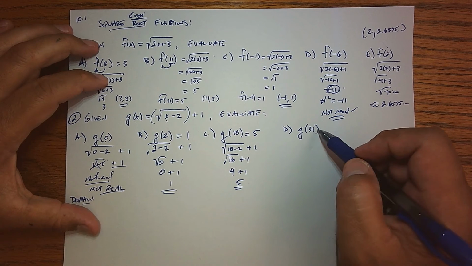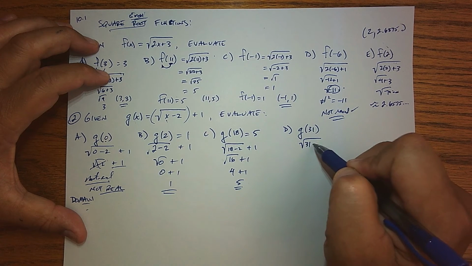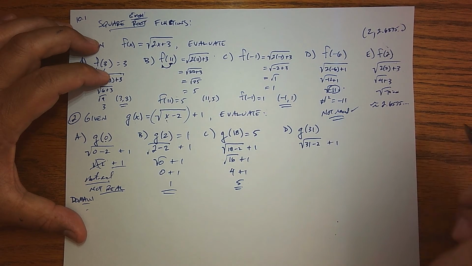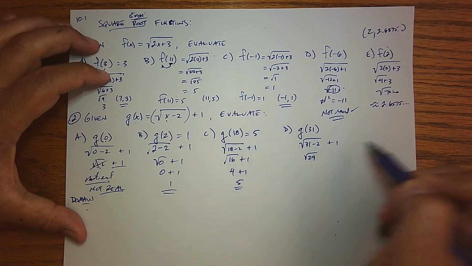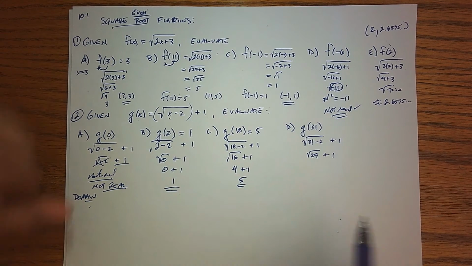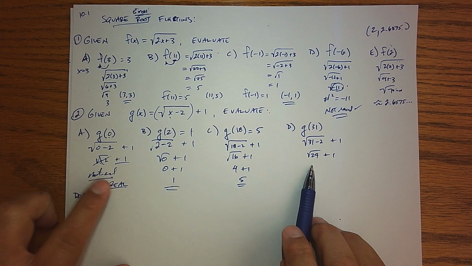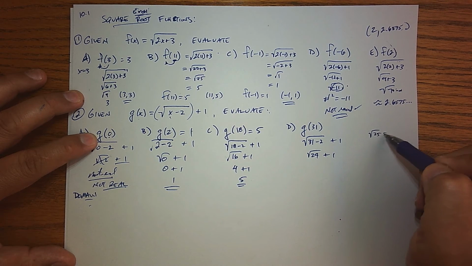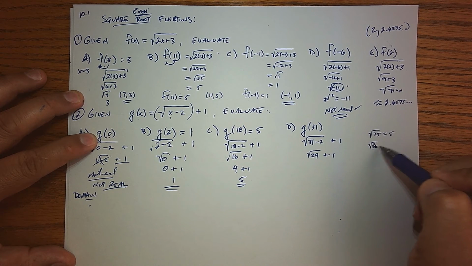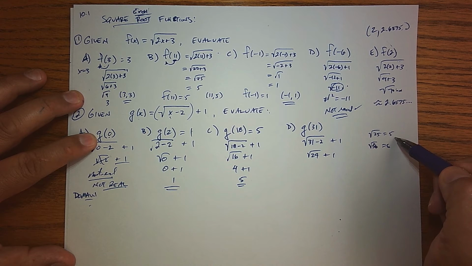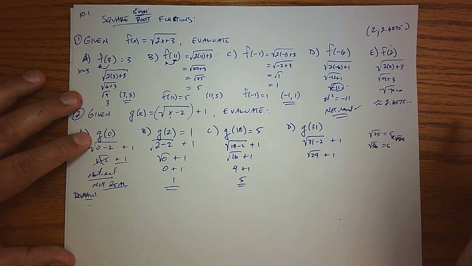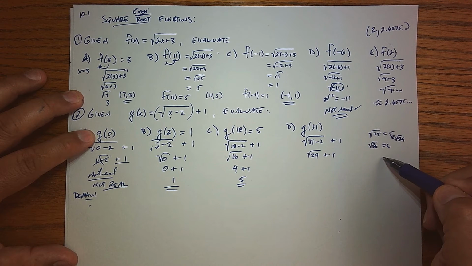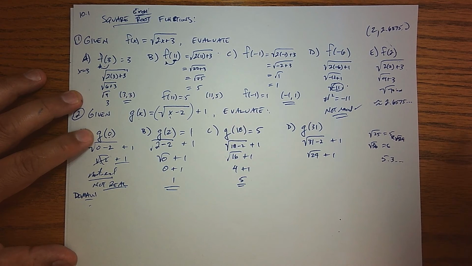All right. G of 31, well, we're going to go to our function, put a 31 in there, and then subtract the 2. That gives us the square root of 29 plus 1. All right, and be careful, this isn't like the first one. The square root of 29 actually does, in fact, exist. It's just not nice. Using what I know, the square root of 25 is 5, and the square root of 36 is 6. So the square root of 29 is going to fall in between these guys, and probably closer to the 5 since 29 is there. So my estimation would be something like maybe 5.3, on and on forever.